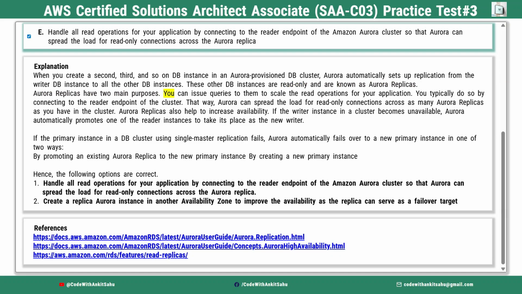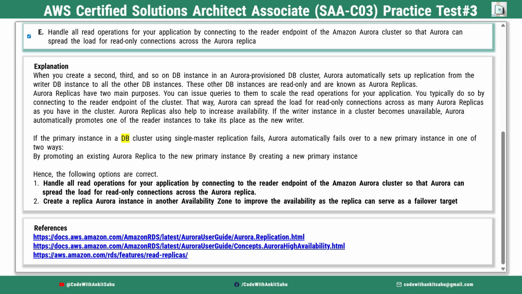Aurora replicas have two main purposes. You can issue queries to them to scale the read operations for your application. You typically do so by connecting to the reader endpoint of the cluster. That way, Aurora can spread the load for read-only connections across as many Aurora replicas as you have in the cluster. Aurora replicas also help to increase availability. If the writer instance in a cluster becomes unavailable, Aurora automatically promotes one of the reader instances to take its place as the new writer.